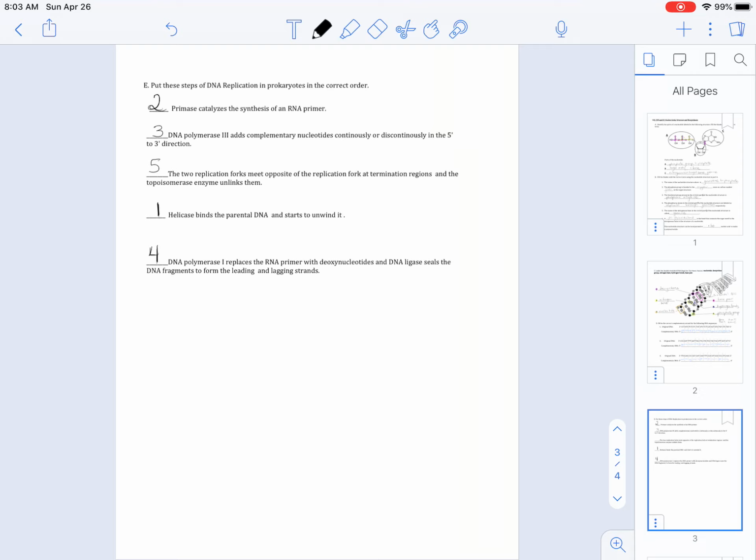And then lastly, we have the two replication forks meeting on the opposite sides of the circular DNA at a specific termination region, and then topoisomerase enzyme is what's going to be unlinking them.